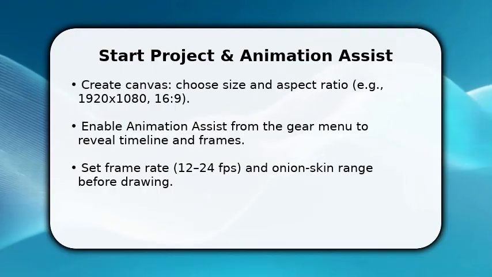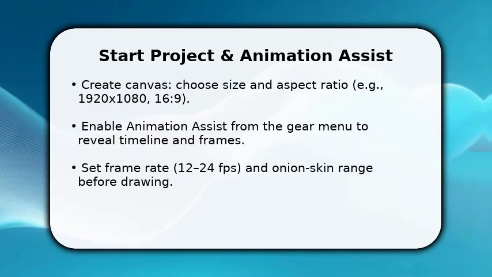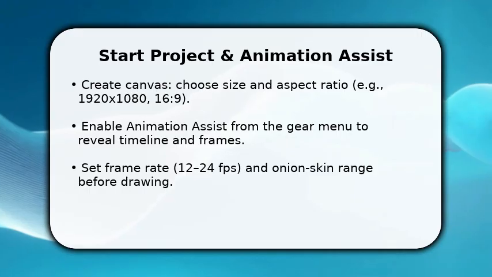You begin by opening a new canvas sized for your final output. Pick 1920 by 1080 or another preferred ratio so compositing is clean. Once done, enable Animation Assist in Ibis Paint to expose the timeline, frame list, and onion skin controls.